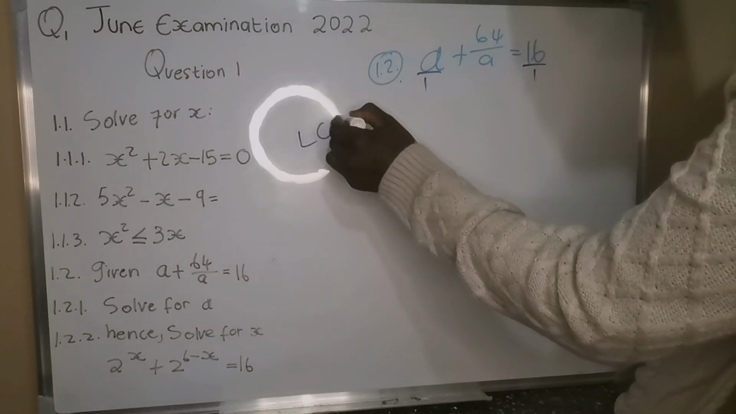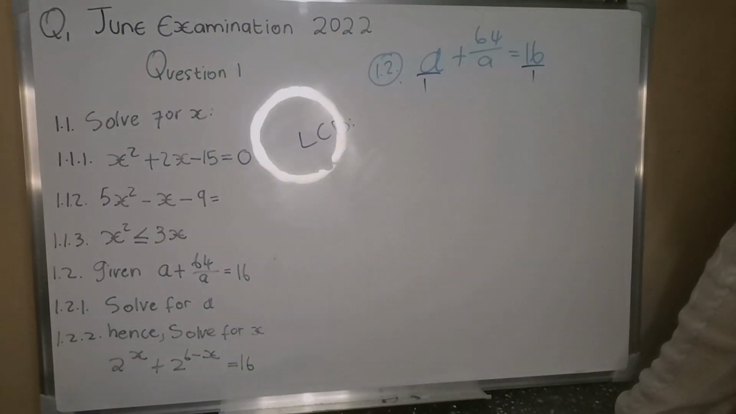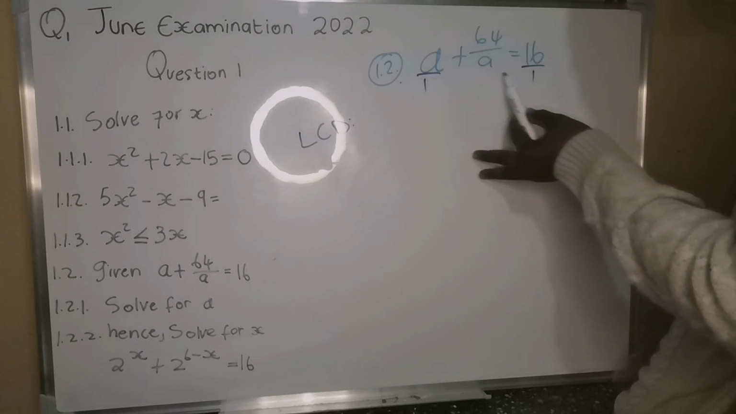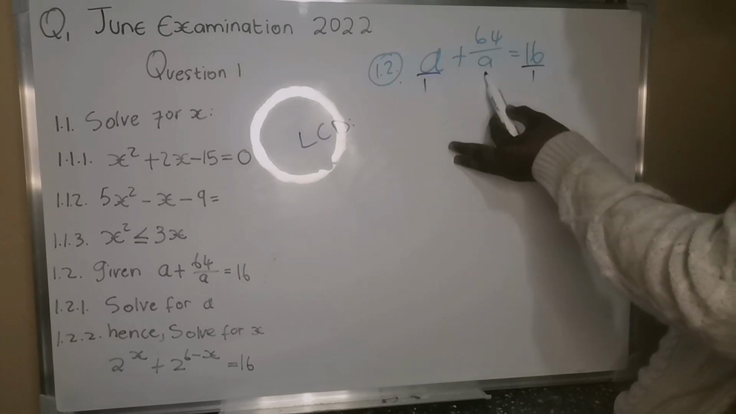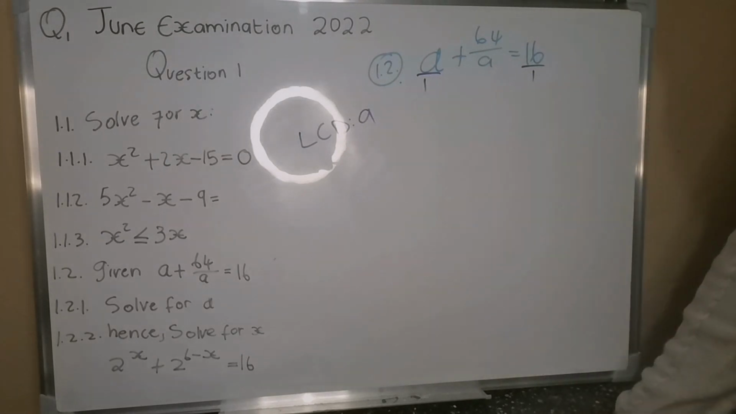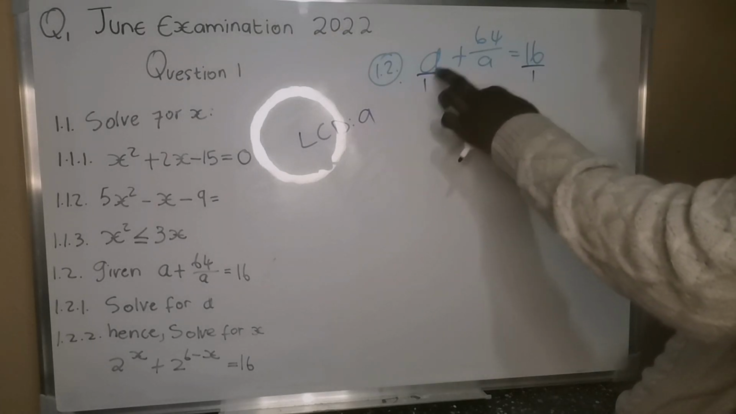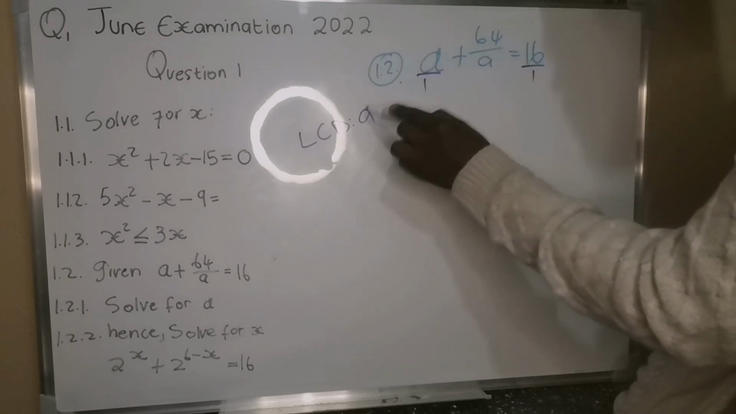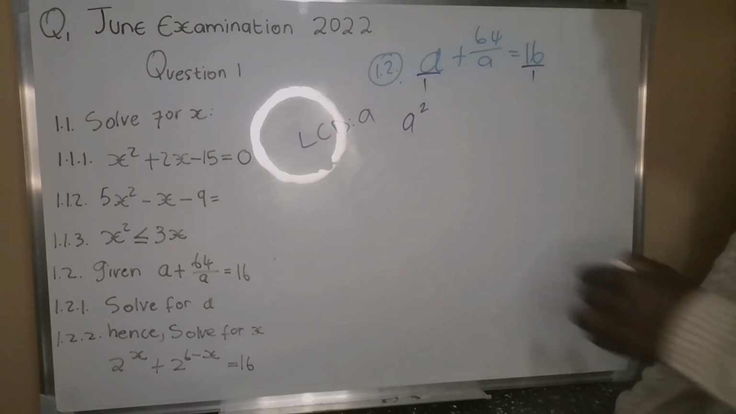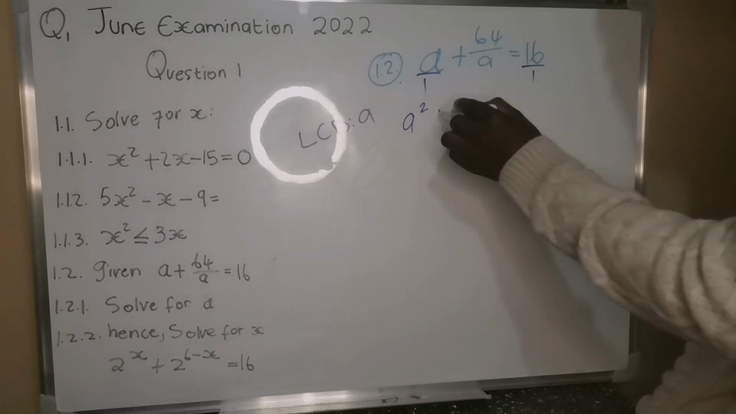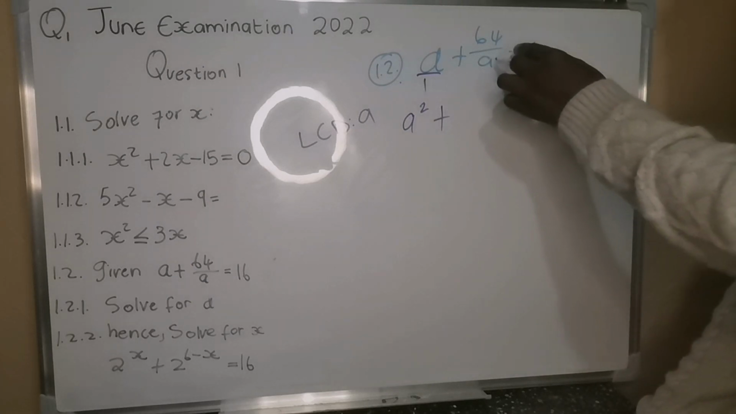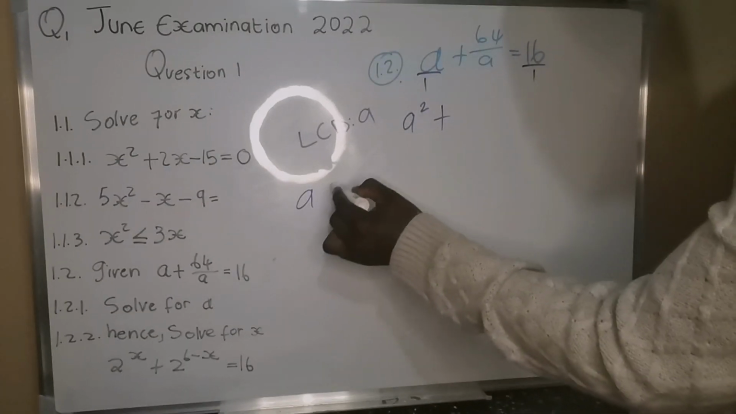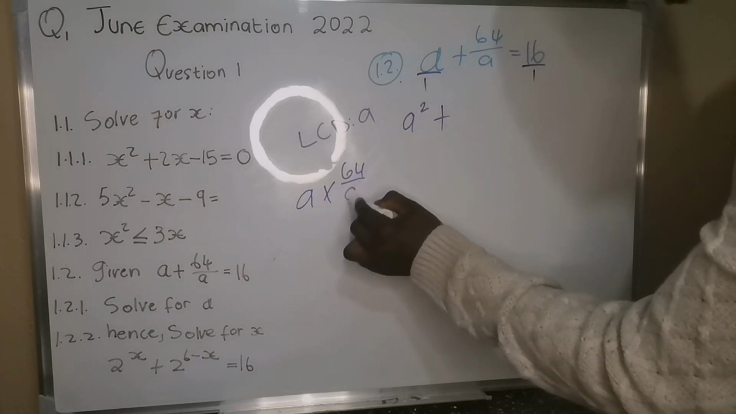What is our LCD here? Now remember, how do you find your LCD? By multiplying each and every term on your denominator. On your bottom side, we have 1 times a times 1. What is 1 times a times 1? It is a. Therefore, this a is going to multiply each and every term you see. What is a times a? a squared. Plus, what is a times 64 over a?